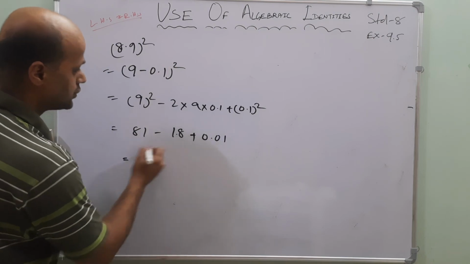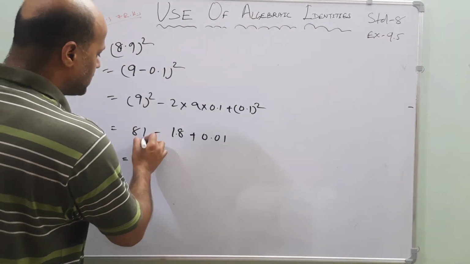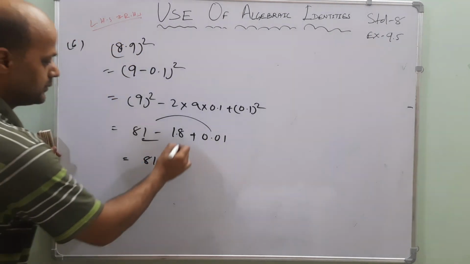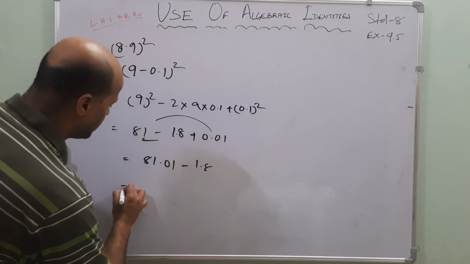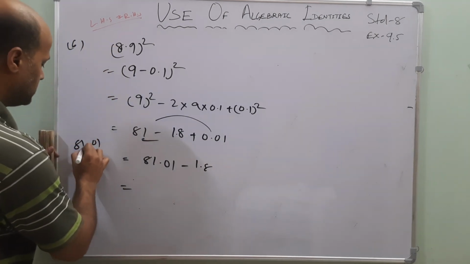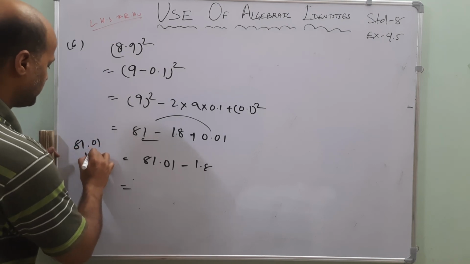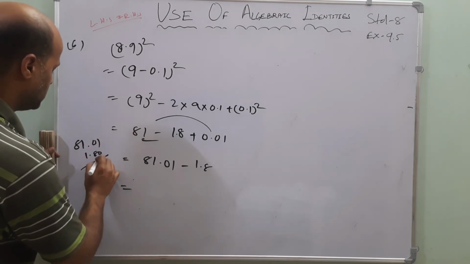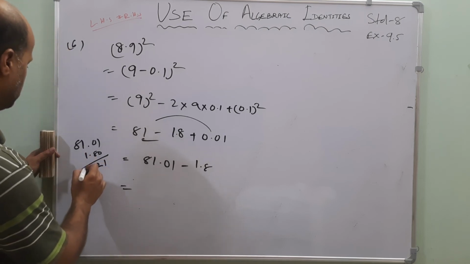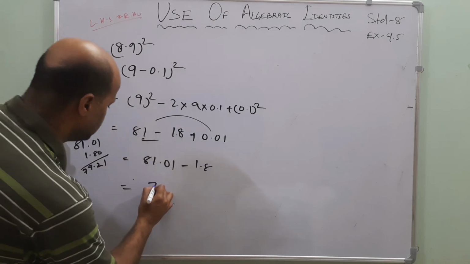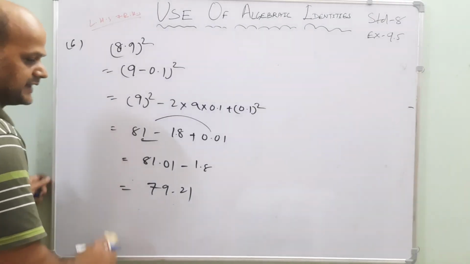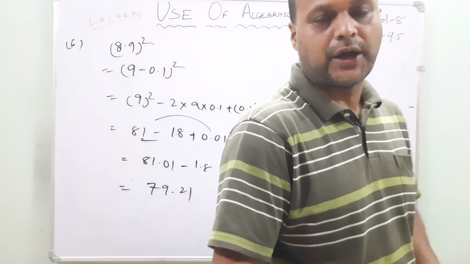Yes or no? So what you have to do once again? You can subtract it or you can add these two. 81.01 minus 1.8. Go for it. How much is it coming? 79.21 is our answer, my dear friends. Like this manner you have to solve the questions one by one.